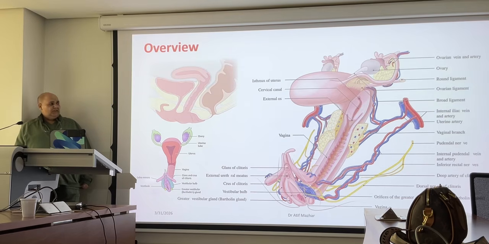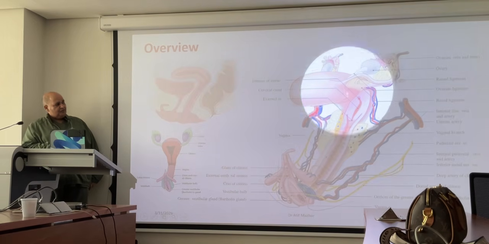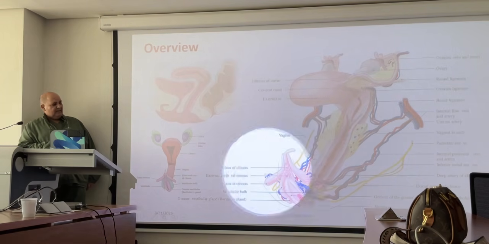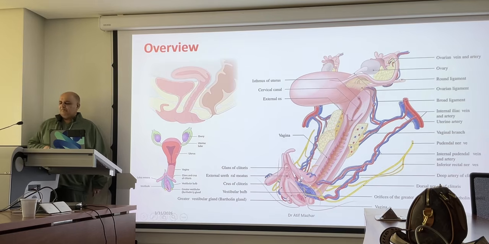Now in total this is the full female reproductive system. And what are you looking at? The uterus, the ovaries, their tubes, then vagina, their blood supply, and then the organs, the structures which are located within the perineum. Right? This is the complete system.